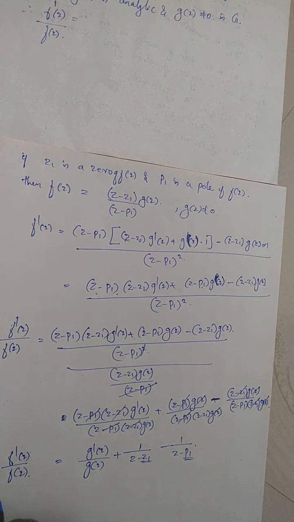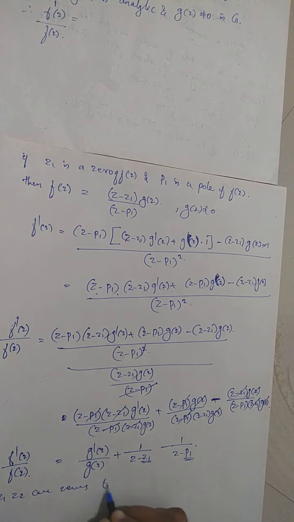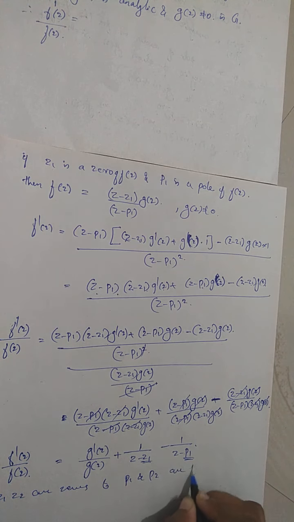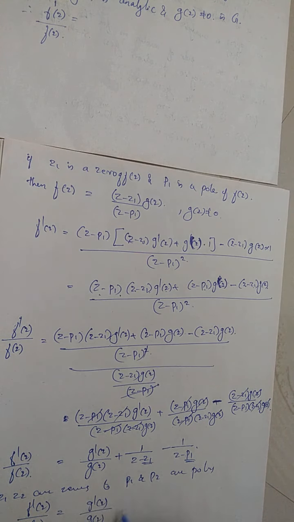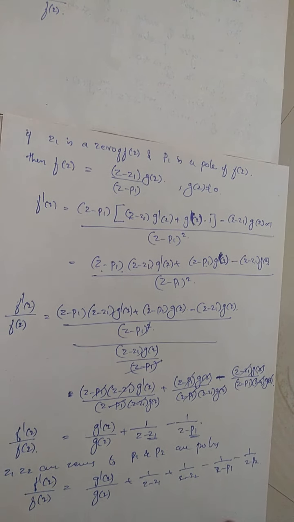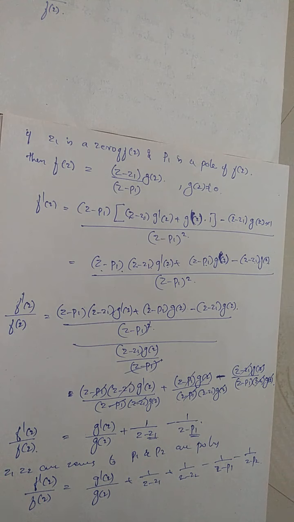Suppose we have Z1 and Z2 as zeros, and P1 and P2 as poles. What will be F dash Z by Fz? F dash Z by Fz will be of the form G dash Z divided by Gz plus 1 by Z minus Z1 plus 1 by Z minus Z2 minus 1 by Z minus P1 minus 1 by Z minus P2. So this will be the format of F dash Z by Fz if you have zeros and poles for that function.